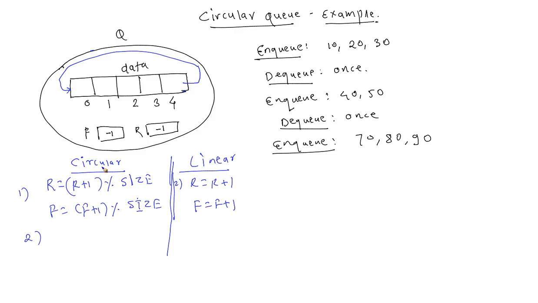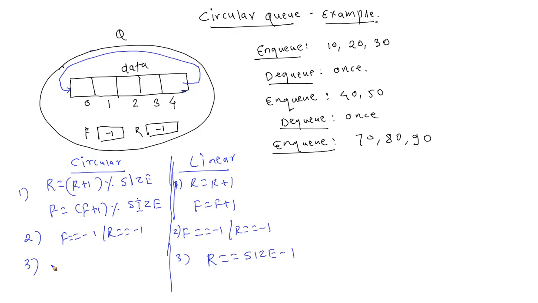Here the QMT condition is F equal to minus 1 or R equal to minus 1. Here also the QMT condition is F equal to minus 1 or R equal to minus 1. Same QMT condition. Then what is the Q full condition? In the linear queue, we know the Q full condition is R equal to size minus 1. That means R is pointing to the last location, or R is storing the last index of the array. That is the Q full condition here.